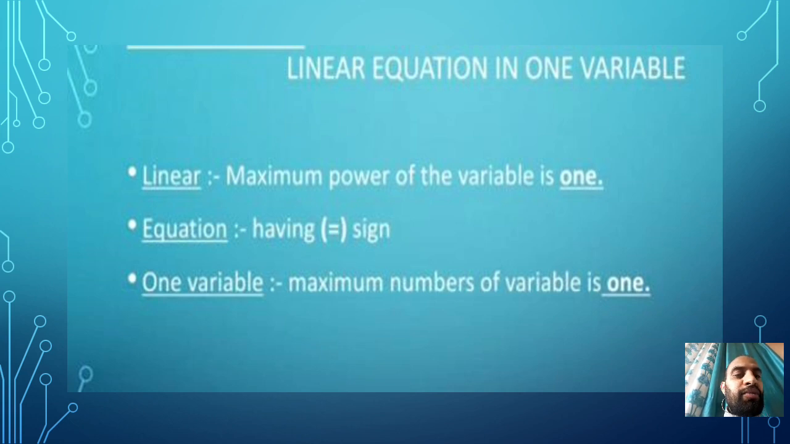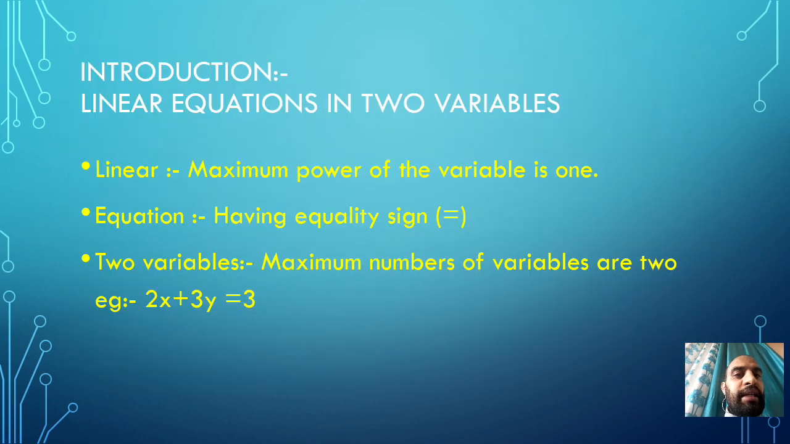So now let's move toward today's topic, that is linear equation in two variables. What is a linear equation in two variables? First word is linear, which stands for the maximum power of the variable being 1. Second word is equation, having an equality sign. Third word is two variables. Two variables means the maximum number of variables in a single equation is 2, like 2x plus 3y equals 3, or it may be any other letters like t, q or any other alphabet, but the maximum number of alphabets is 2. Such equations we call linear equations in two variables.